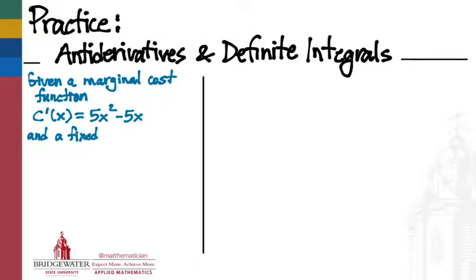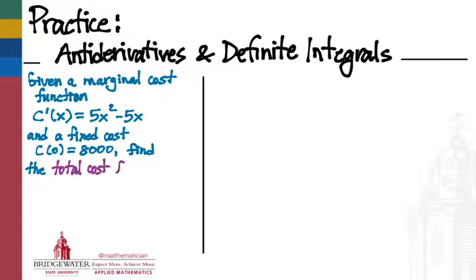A couple of examples. First, an antiderivative problem. If we're given a marginal cost function, so let's say I know what the marginal costs for my product are, and I happen to know what the fixed cost of producing my product is, how do I take that information and reconstruct the total cost? Remembering that the relationship between total cost and marginal cost is a derivative relationship.